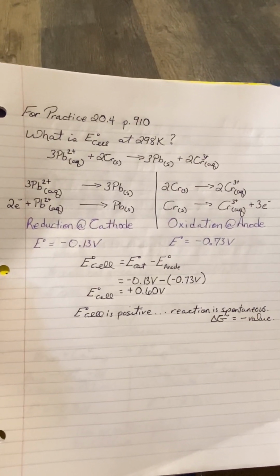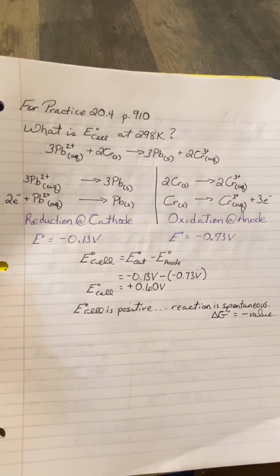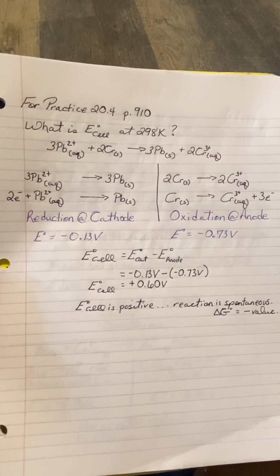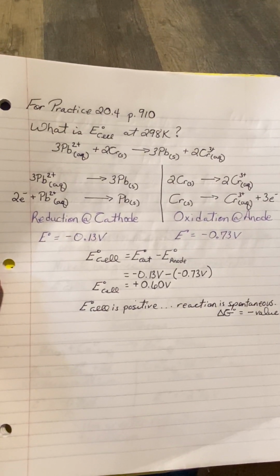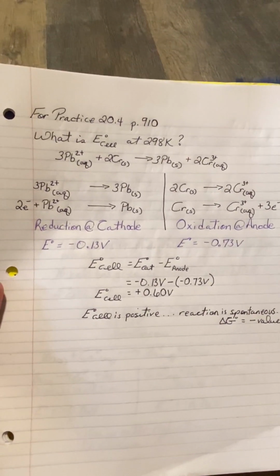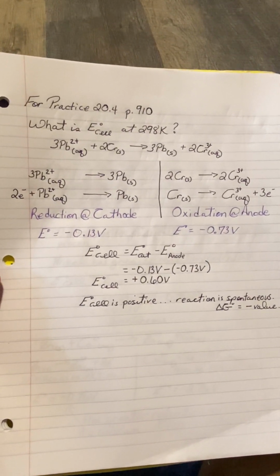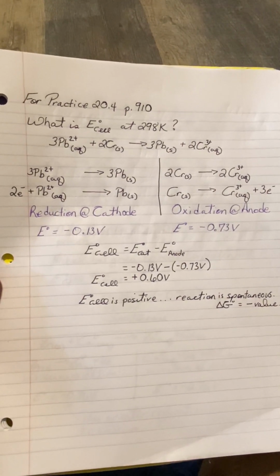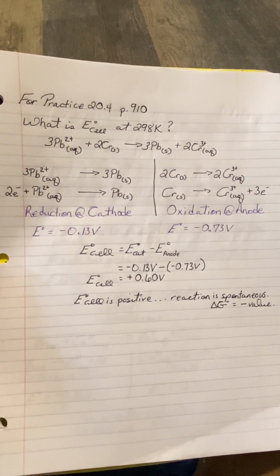this reaction. So the first thing you want to do is take it and separate it into the two half reactions as it is written. You can see that the lead is going through a reduction process and the chromium is going through an oxidation process. The reduction occurs at the cathode in the electrochemical cell, while the oxidation is at the anode.